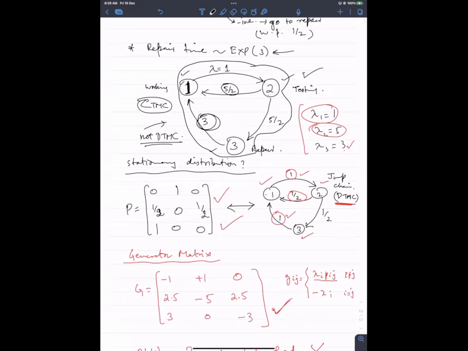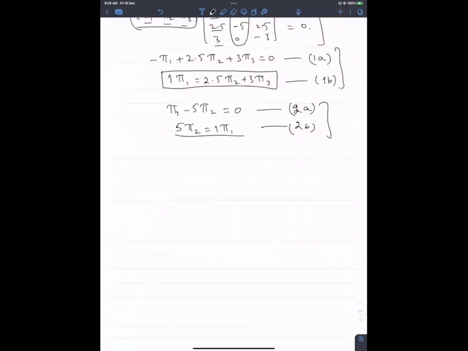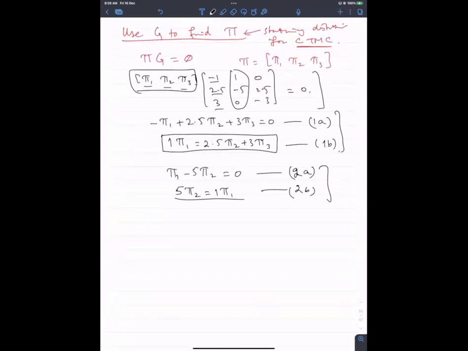Okay. So 1 times pi 1 is equal to 5 times pi 2. 5 क्यों? क्योंकि इससे outgoing rate आपका 5 over 2 है. सिमिलरली ये तीसरे वाले के लिए भी हम लिख सकते हैं कि 3 times pi 3 would be equal to 2.5 times pi 2. So 3 times pi 3 is equal to 2.5 times pi 2.